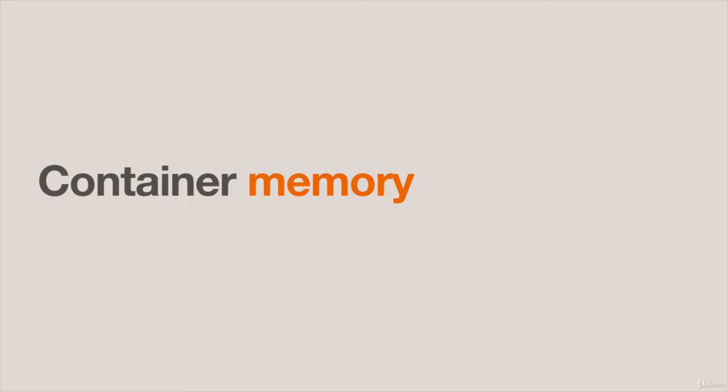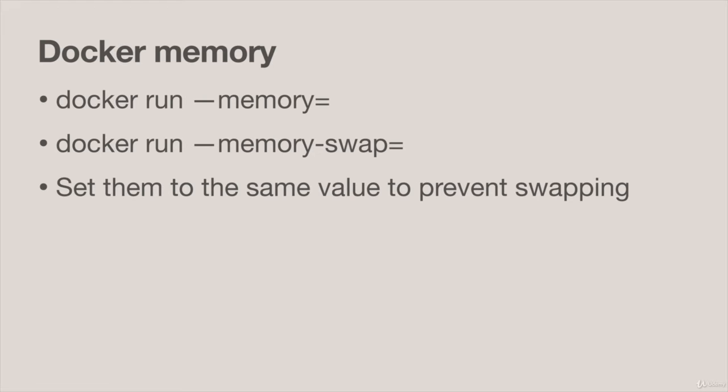In this video, you're going to learn about how memory works inside containers. The two options that we're going to use for Docker are --memory and --memory-swap. The memory is the total amount of memory that your container can use. So if you have multiple processes running in that container, then it would be the sum of all of those processes. Once you use that amount of memory, if enabled, your container can swap.